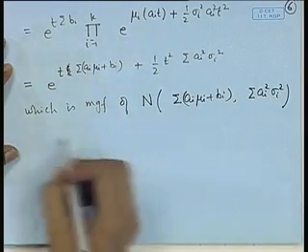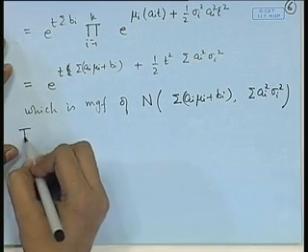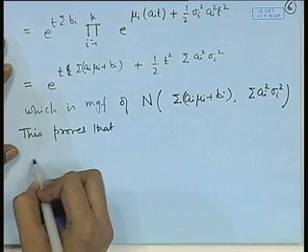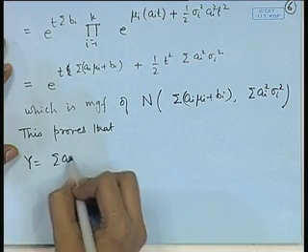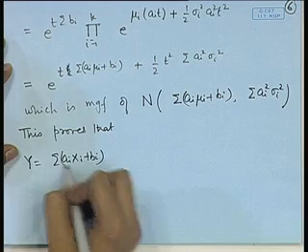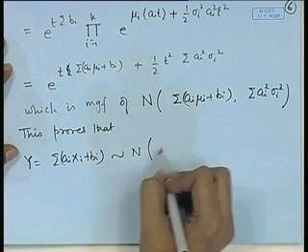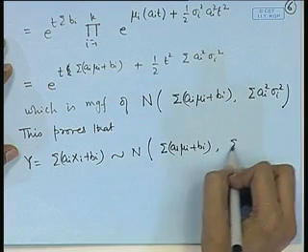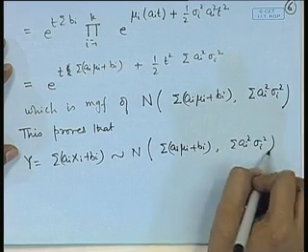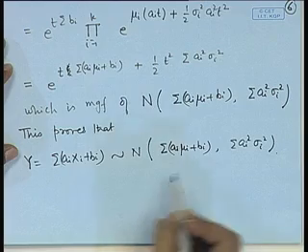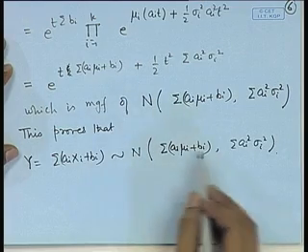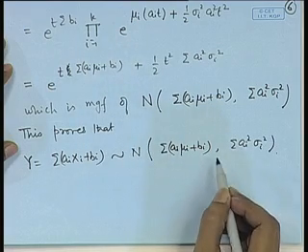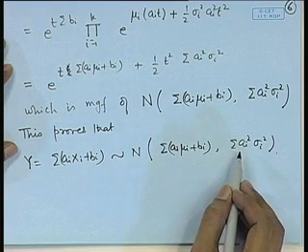So, by the uniqueness property of the MGFs, this proves that y, that is equal to sigma ai xi plus bi, follows a normal distribution with parameters sigma ai mu i plus bi and sigma ai square sigma i square. So, in the case of normal distributions, it is not only the sums, but any linear combination of the independent normal variables follows a normal distribution.